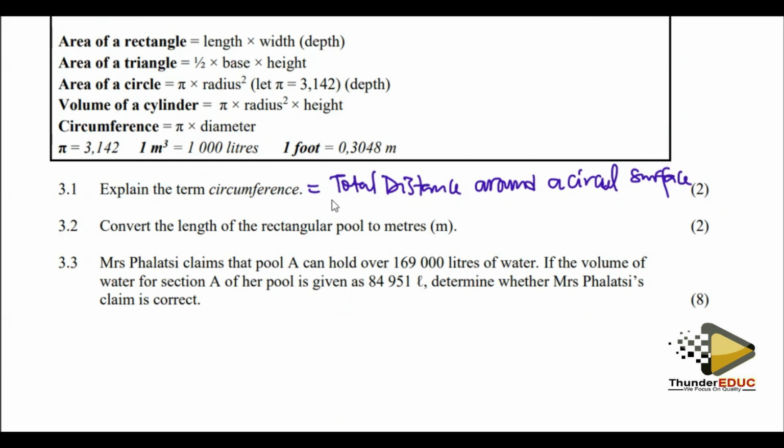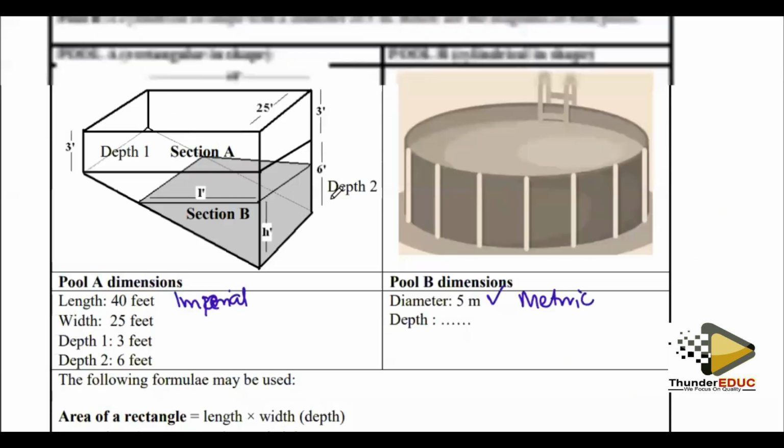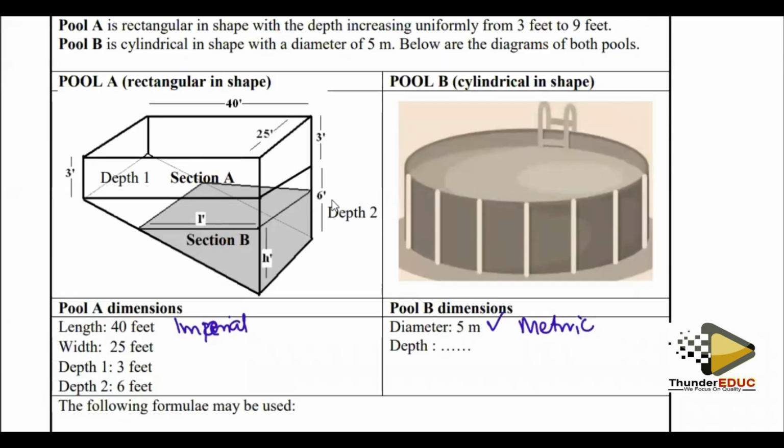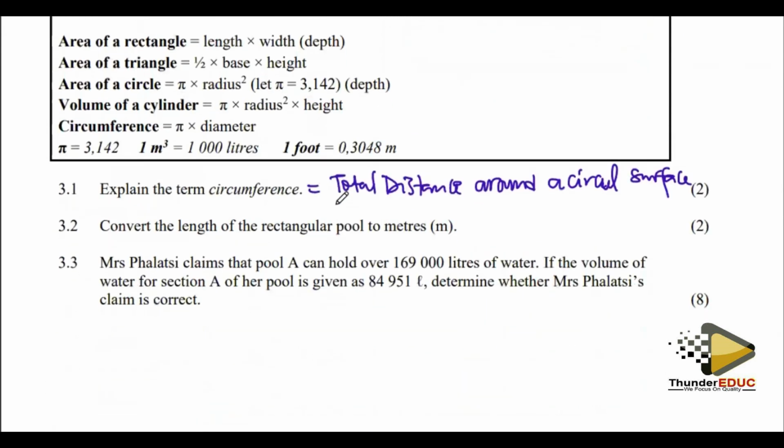That's the circumference. If you move around a circular shape, for example, here, if you move around pool shape B, you start from here, you move around and you come, stop here. That is circumference. In other words, it's the perimeter of a circle. Perimeter of a circle is called circumference. Total distance around a given circle.